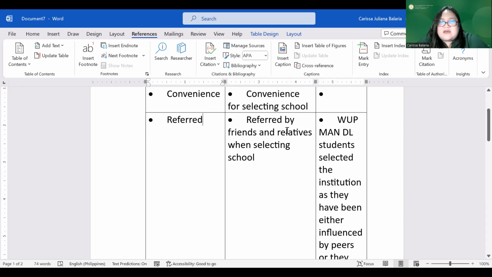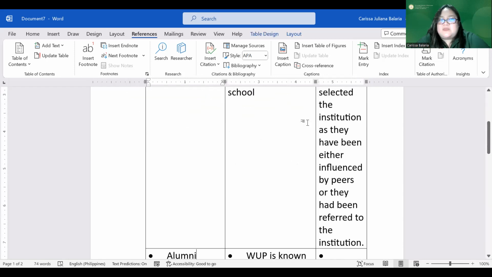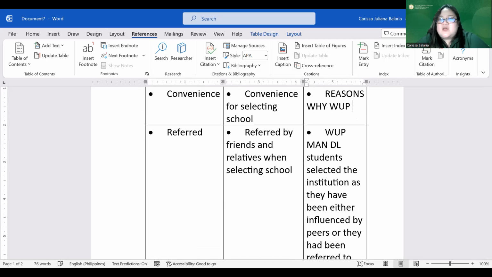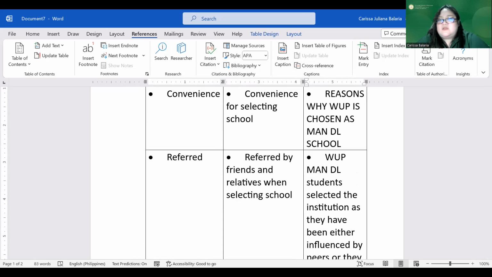So, ang magiging theme nyo na dyan is, ang common denominator ng lahat ng yan is, lalagay ko na lang dito: reasons why WUP is chosen as MA school. Yan lahat yung all the five, and this now becomes your theme. And so what are the reasons? Convenience, referred, ganyan, ganyan. Okay?